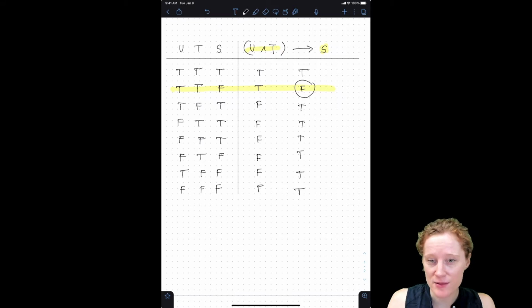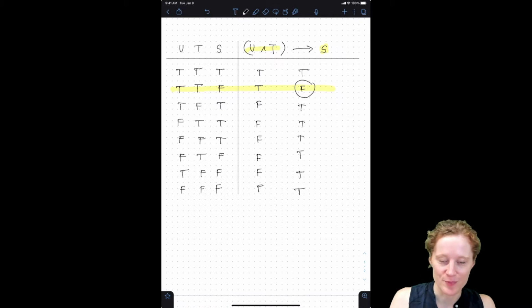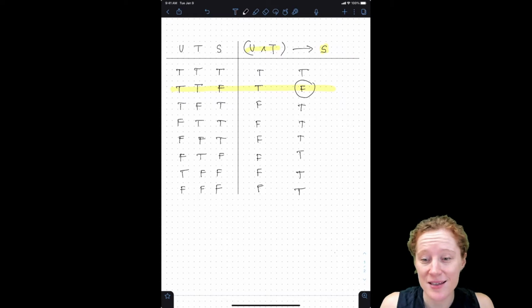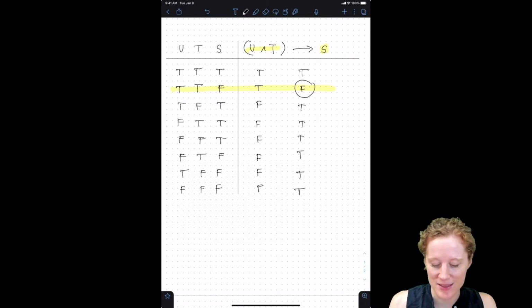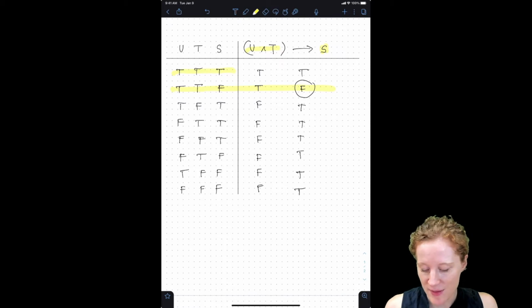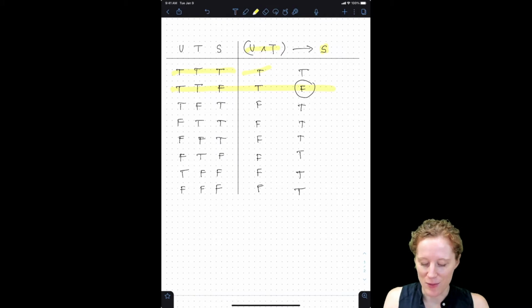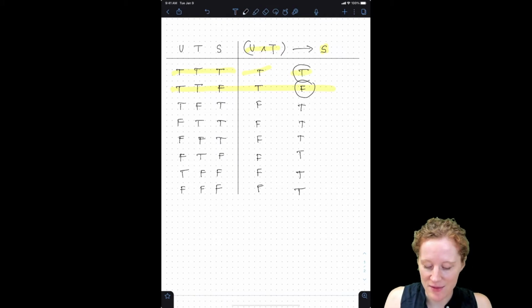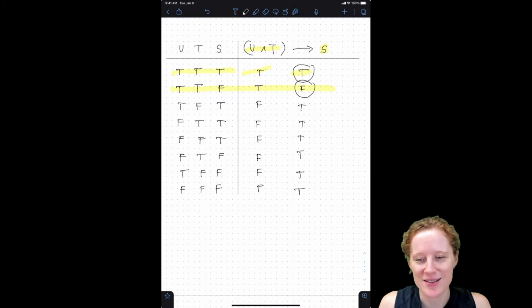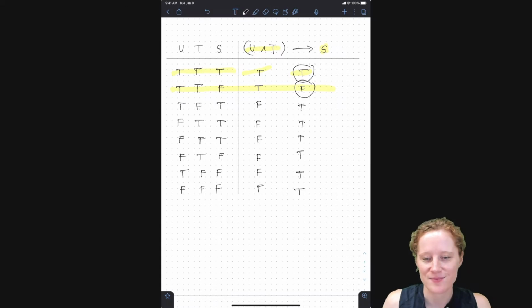But this sentence also is not a contradiction. And the reason is because there are valuations on which this sentence is in fact true. So to illustrate, just look at any other valuation other than the one represented in the second row. So for example, if we look just at the first row, when U, T, and S all are true, that means that the antecedent of the conditional is true and the consequent is true as well. And so the whole conditional is true. And so given that there is at least one valuation, in fact more than one, on which the conditional is true, that means that this sentence is not a contradiction.